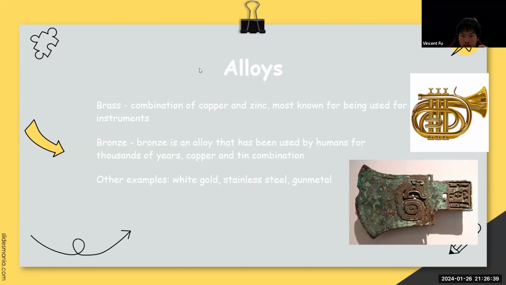Another example is bronze. Bronze is an alloy that is also made of copper, but instead of using zinc, you have to use tin to make it. Bronze has been used by humans for thousands of years, beginning back in ancient China or something, when they used it for farming. And then we have other examples here that are probably less known, like white gold, stainless steel, and gunmetal.